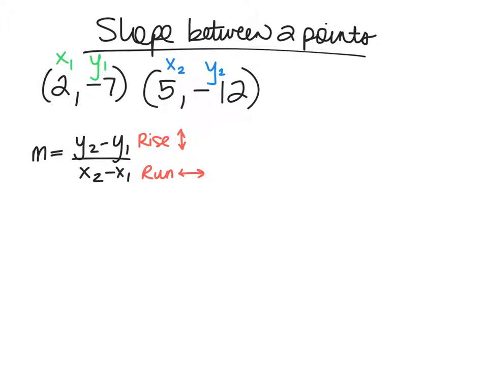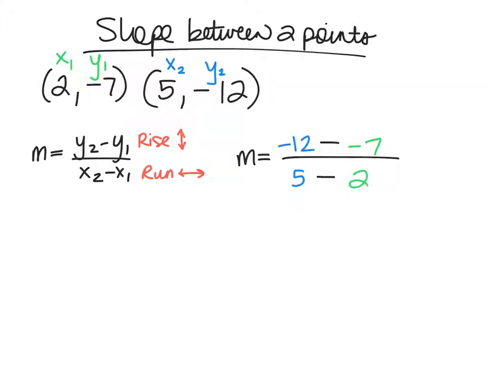So when I go to solve my slope, I'm going to set this up. m equals y2, -12, minus y1, -7. Notice that I wrote this minus sign in addition to writing the -7. So you're going to write both of them, even if that second value is negative, or rather especially if it's negative. All right, and then on the bottom, x2, which is 5, minus x1, which is 2.